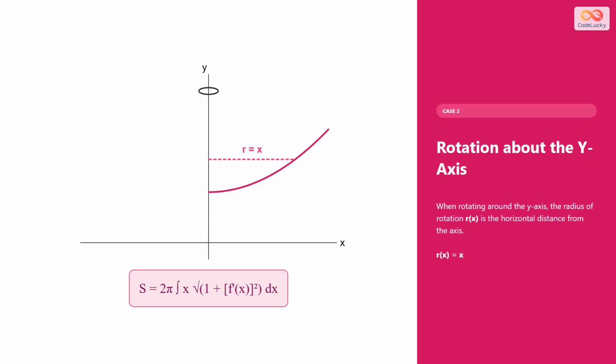Alternatively, if we rotate around the y-axis, the radius of rotation is the horizontal distance from the axis, which is simply x. In this case, we replace r of x with x. The rest of the formula remains exactly the same, assuming we are still integrating with respect to x.